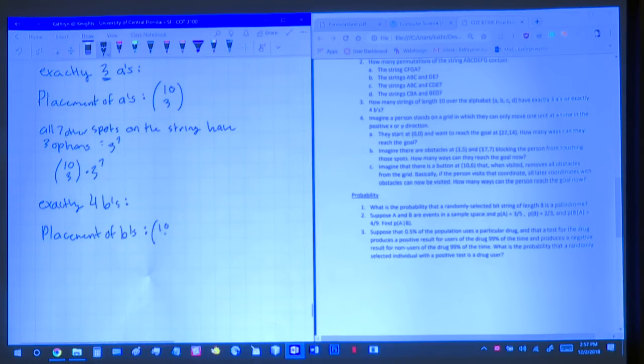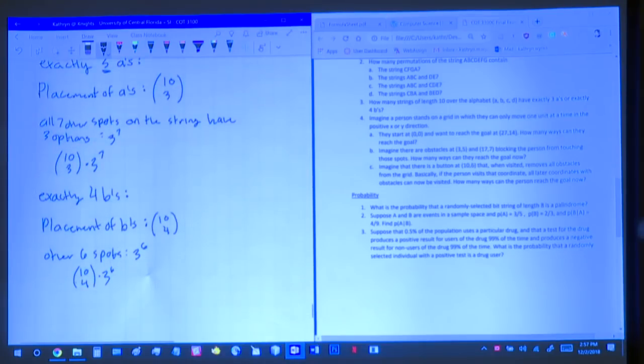That would be 10 choose 4, and then the other 6 spots would be 3 to the 6th. So in total, we'll have 10 choose 4 times 3 to the 6th.